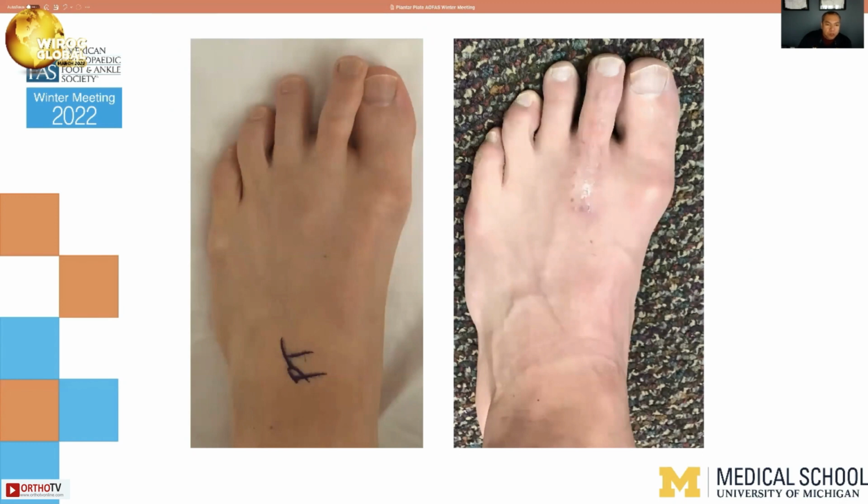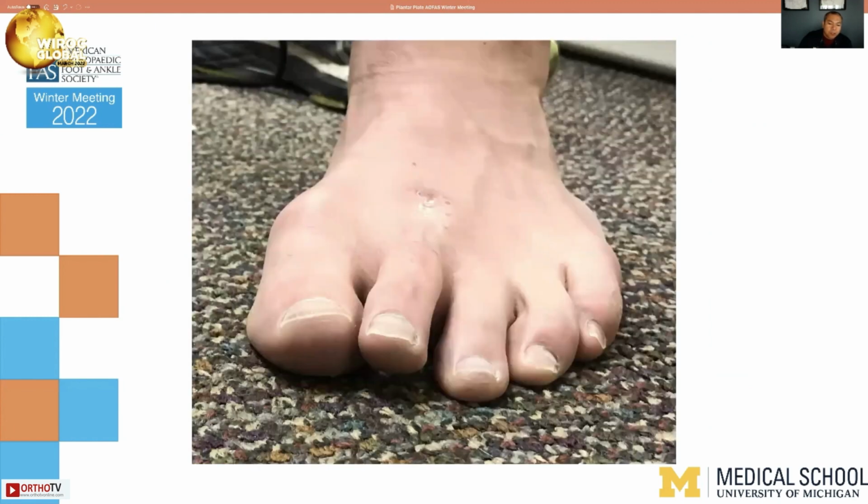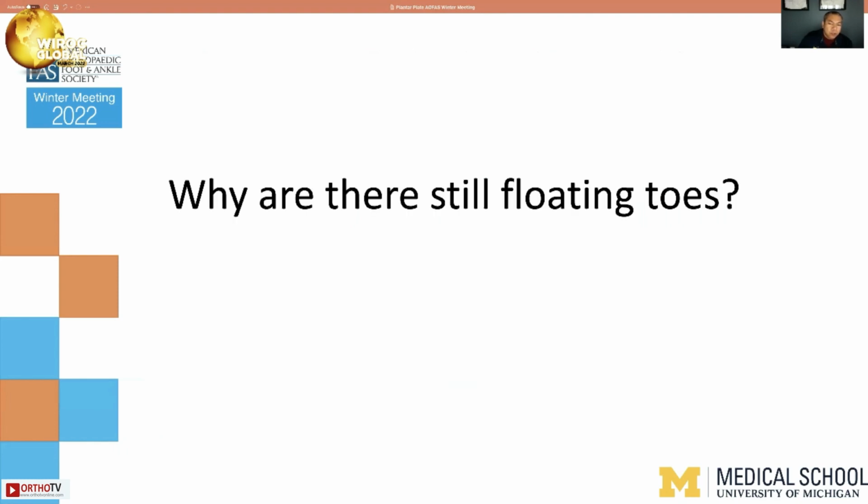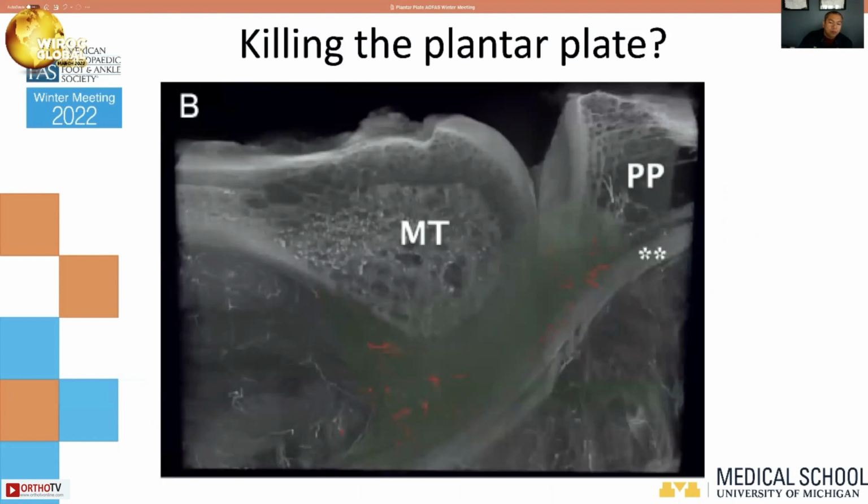And here's a patient of mine where I did that same repair and improvement of their alignment, but you can still see that there is some deformity there, and a little bit of a floating toe. And so the prospective outcome studies from this show that even with this method of an anatomic plantar plate repair, we will still see some floating toe in anywhere from 17 to 60% of the patients, and we'll see more residual deformity in higher grade tears. So why are there still floating toes even with an anatomic repair?